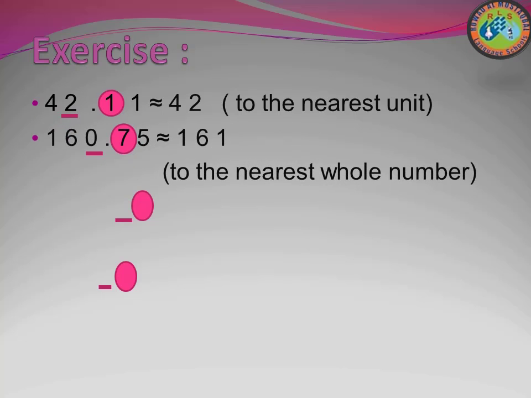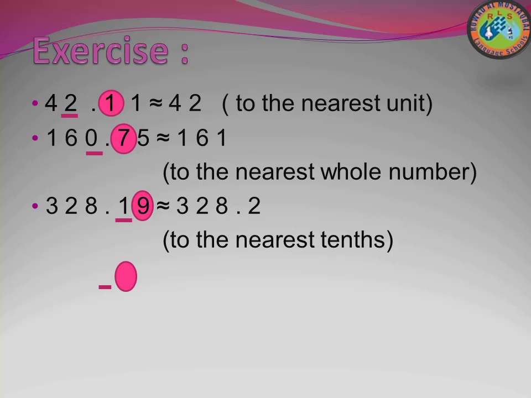Number 2, 160 and 7500ths. Let's approximate this number to the nearest whole number. Also, it means to the nearest unit. Underline unit and circle the digit before. It's a rich digit, it's 7, so I will cancel the decimal part and add 1 to the units digit or to the underlined digit. The answer will be 161.